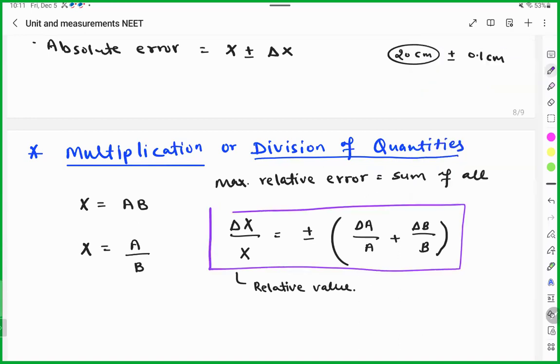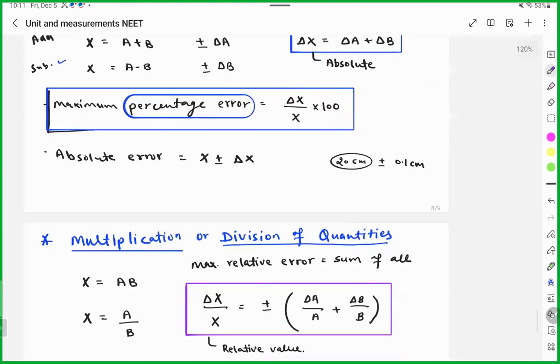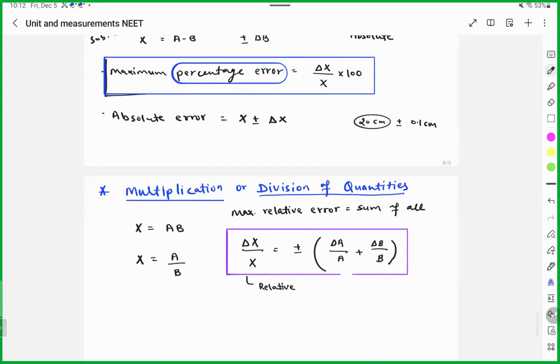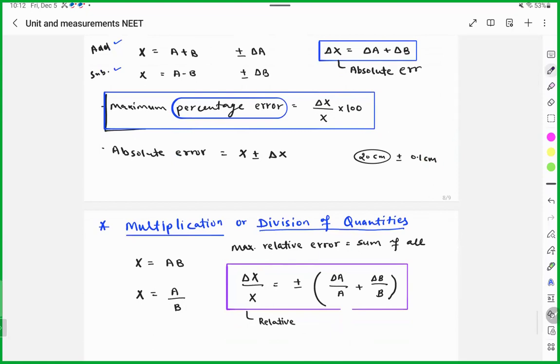Tell me guys, any doubt? Relative errors are added. In the last situation, simple absolute errors were added. Here you have relative error. So here we have absolute error, and in this case we have relative error. Any doubt?